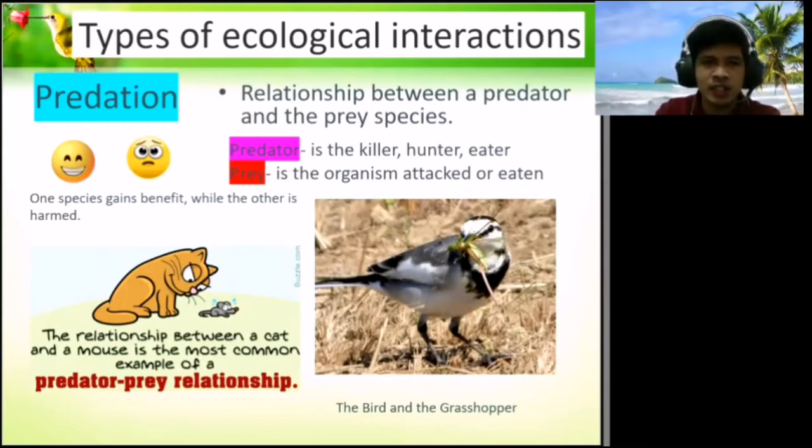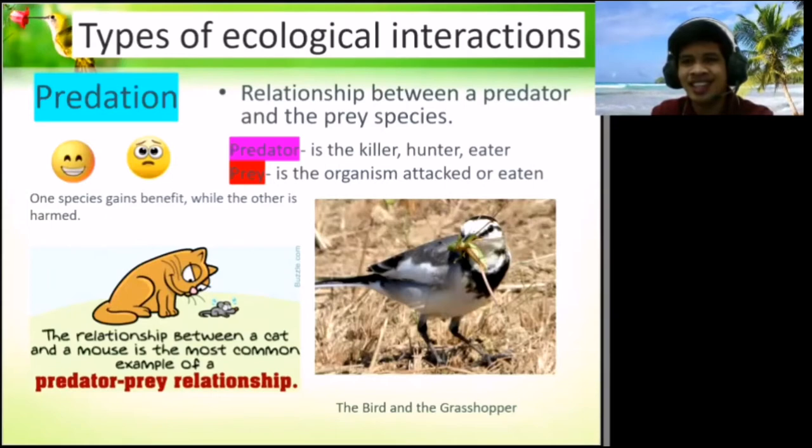Okay, so in here, for example, we have on the picture a predator-prey relationship between the cat and the rat. Since the cat is the killer, the hunter and the eater, therefore it is the predator. Since the rat is the one being attacked or eaten by the cat, therefore the rat is the prey, right? Also, on the next example, between the bird and the grasshopper, since the bird is the hunter, therefore the bird is the predator, and the grasshopper is the one being eaten, therefore it is the prey.